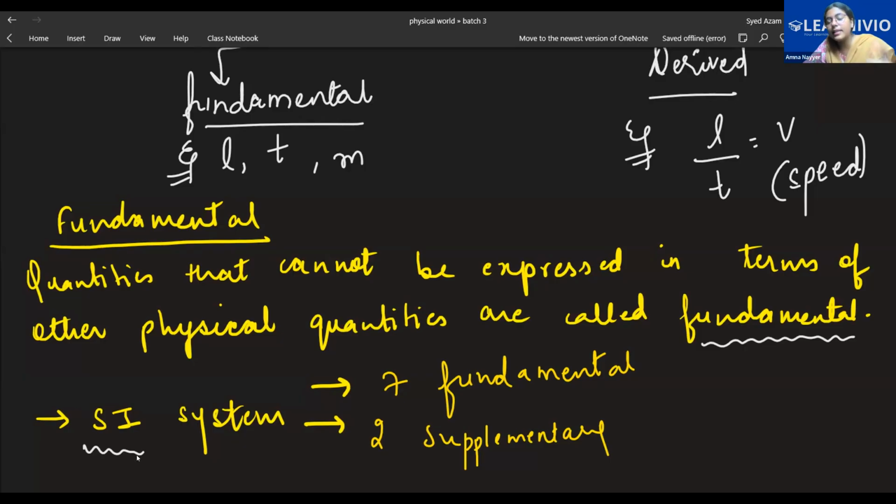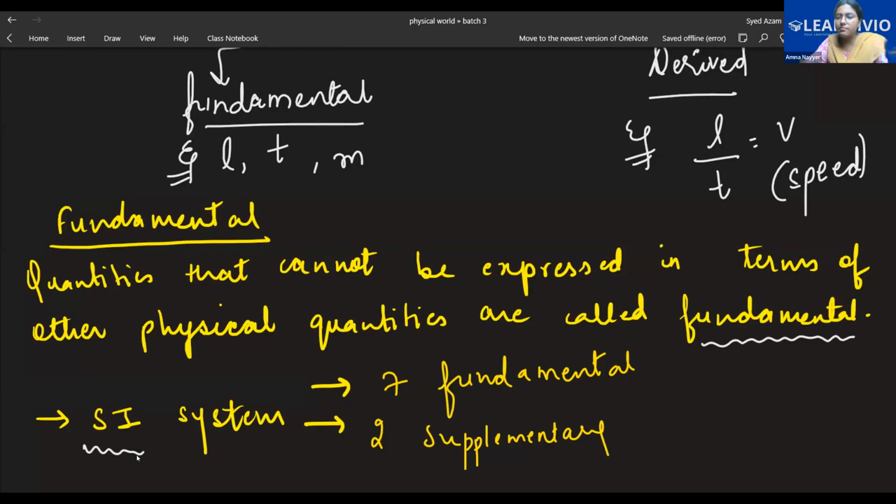So like length, the SI unit will always remain meter. Similarly, for mass, it will always be kg, not grams. Or for time, it will always be seconds, not minutes, not hours, not days, not years. So this is the SI system.